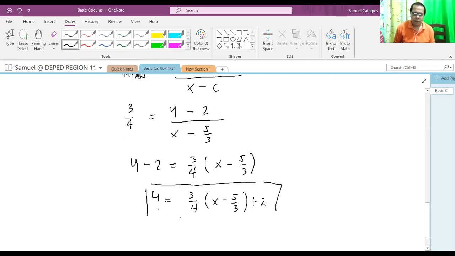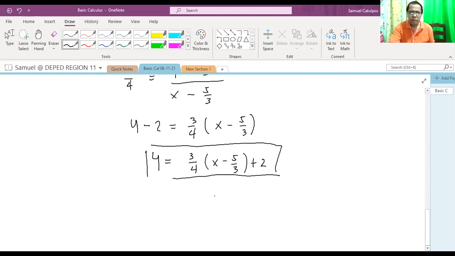Pwede pa ninyo ma-simplify, pwede gusto ninyo eliminate ninyo ang fraction, pwede ra pod, no? Pero kani I will accept this kind of answer. Pwede na ni. Accepted na kani. Pwede na ni siya, accept na ni siya. Okay, pwede na.